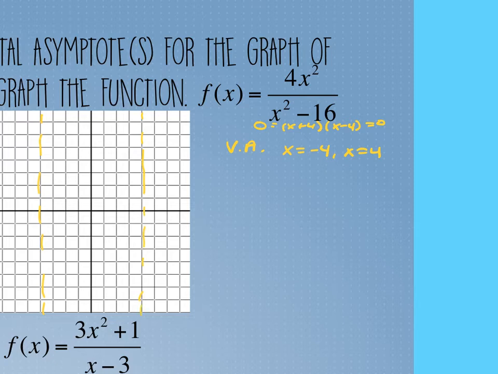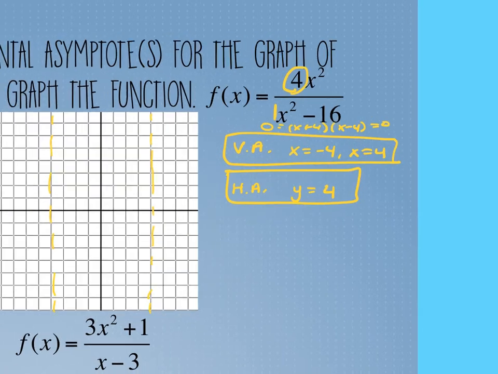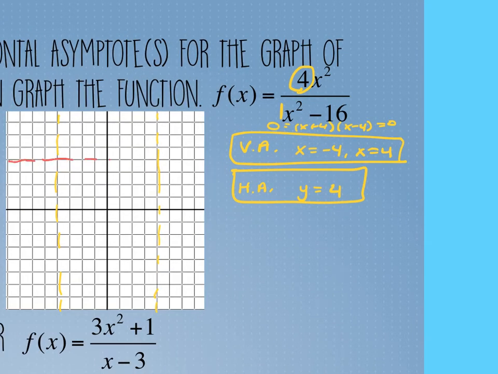Okay, then my horizontal asymptotes come from the relationship between the highest exponent in the top and the bottom, right? What's true about the relationship this time? They're the same, so this is the leading coefficient case. We do y equals leading coefficient in the top over leading coefficient in the bottom. 4 over 1 would be 4. So now I've got a horizontal asymptote at 4. Let's draw these differently because they're hard to see.